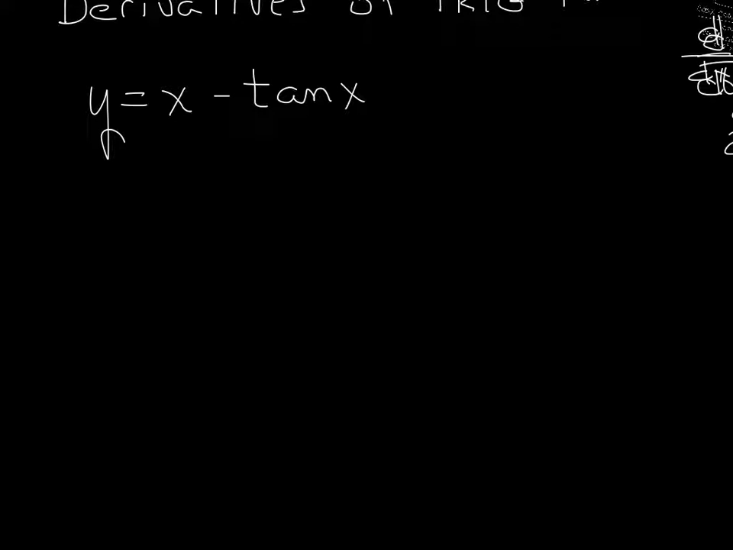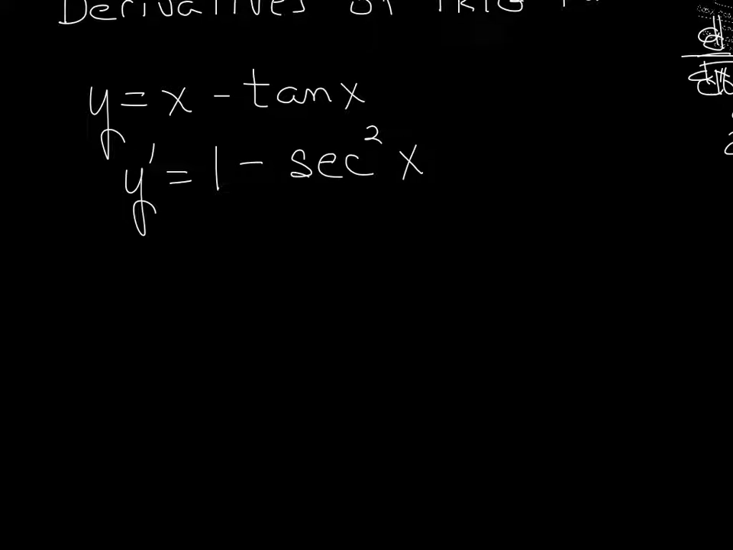Okay, here we have a function, and if we take the derivative of this function, it's fairly simple. There's no product rule, there's no quotient rule involved. It's just y prime is equal to the derivative of x, which is 1, and the derivative of the tangent of x is the secant squared of x, and that's all there is to that one.